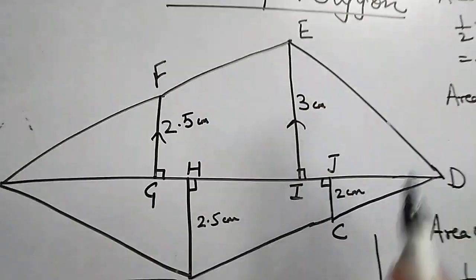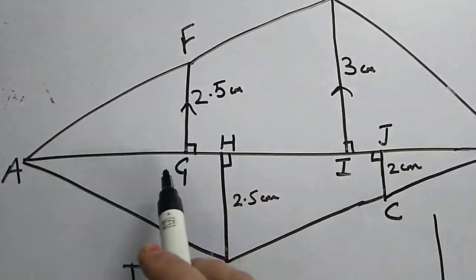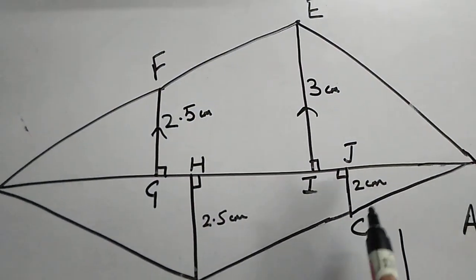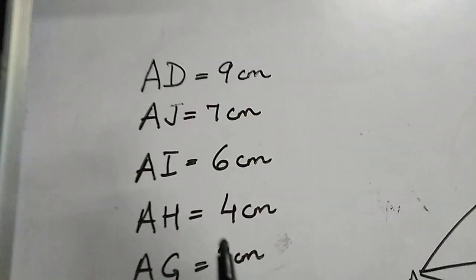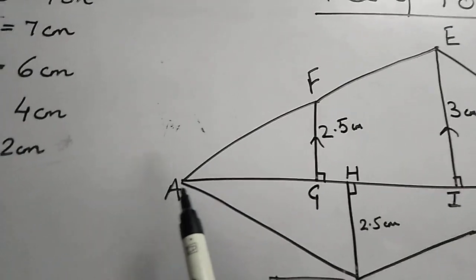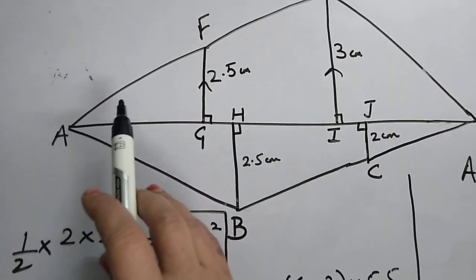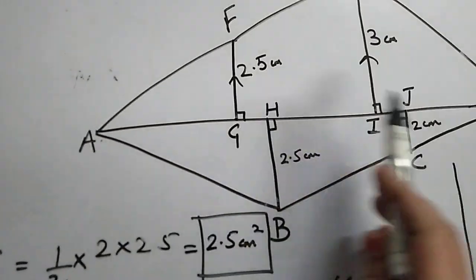Now coming to what is given. In this figure, all the perpendicular distances are written here: 2.5, this GF, then EI is 3 centimeters, then JC is 2 centimeters, and BH is 2.5. It is also given in the question that all distances are measured from point A. AD is 9 centimeters, that means this whole length is 9 centimeters. And AJ, from A to J, is 7 centimeters.